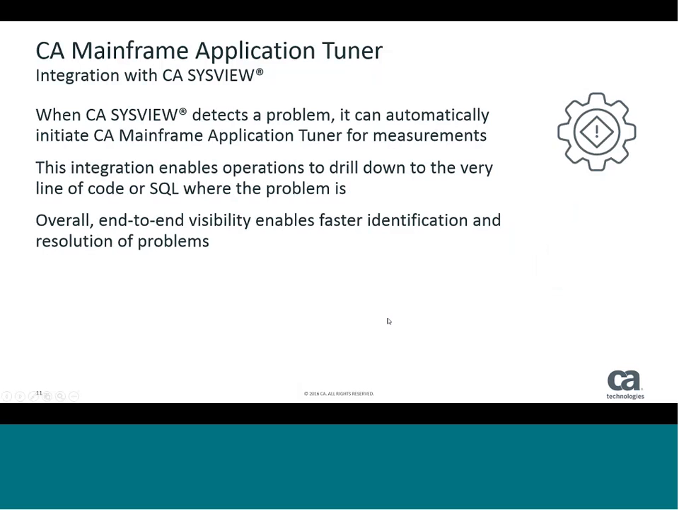Then we mentioned the integration with SYSVIEW. So CA SYSVIEW, again, is that real-time performance manager for the mainframe. And then Mainframe Application Tuner, you're not running the monitors 24/7. You're not constantly taking measurements. It's more used for when you need that deep dive analysis. So when SYSVIEW detects a problem, it can automatically invoke Mainframe Application Tuner to take that measurement.